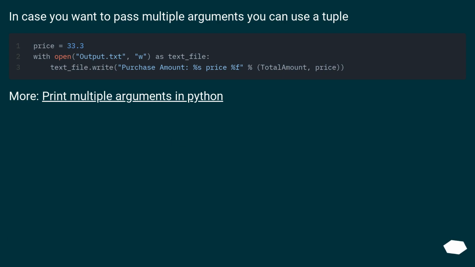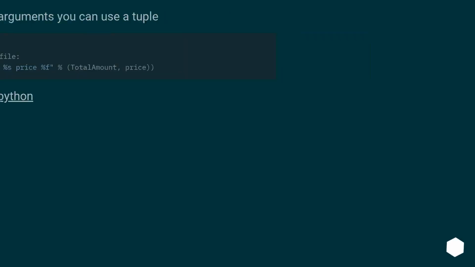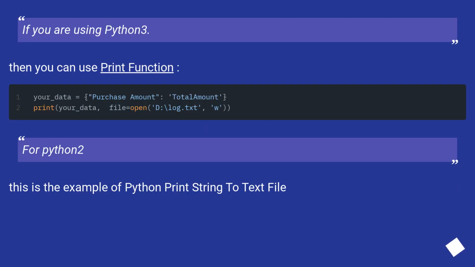In case you want to pass multiple arguments, you can use a tuple. More: print multiple arguments in Python. If you are using Python 3, then you can use the print function. For Python 2, this is an example of Python print string to text file.